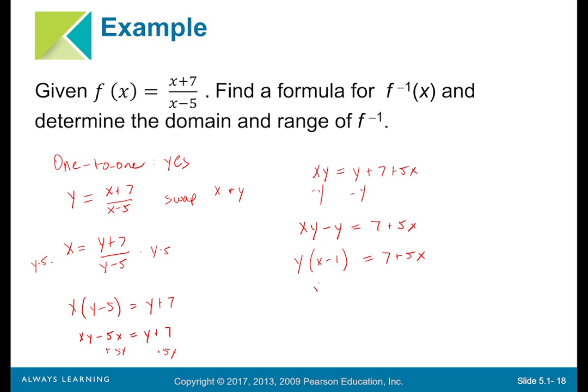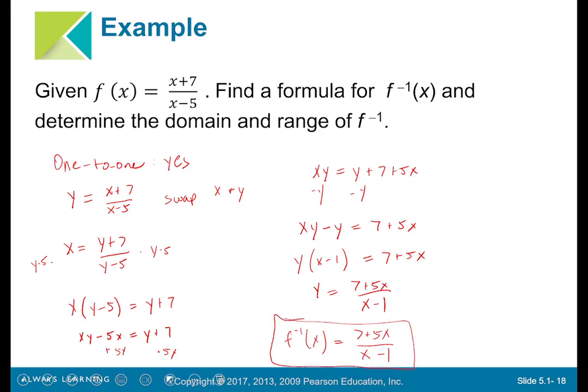So now I'm just one step away. I have y equals 7 plus 5x divided by x minus 1. And so there is my f inverse of x, 7 plus 5x divided by x minus 1. Before we move on, we do need to do the domain and range. So I'm going to have to write this over on the side.